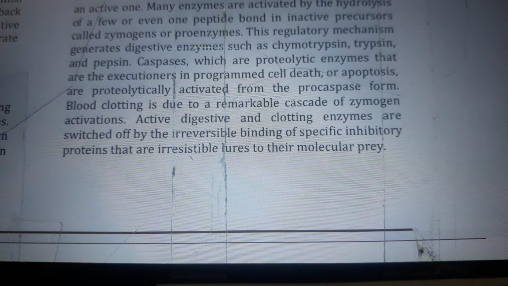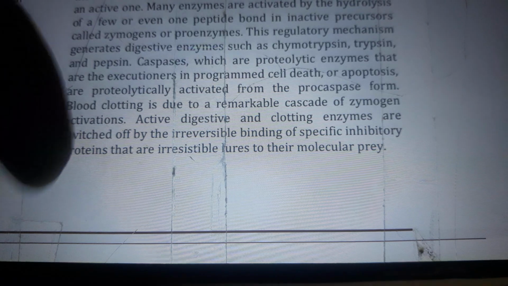And blood clotting is due to a remarkable cascade of zymogen activations. Active digestive and clotting enzymes are switched off by the irreversible binding of specific inhibitory proteins that are irresistible lures to other molecular prey.